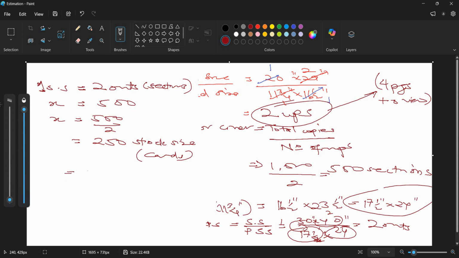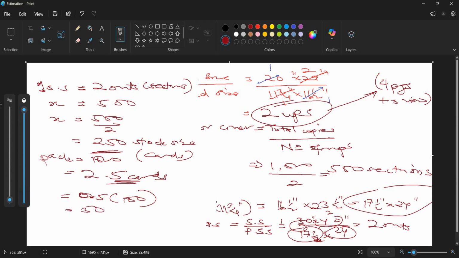We want to change this to packs of cards. Then we know that every pack has 100 cards in it. So we divide the 250 by 100. Then we get 2.5 cards. So this is the number of cards of 30 by 40 that we'll be buying. So we can change the 0.5 to normal cards. We just take the decimal 0.5 and multiply by 100. Then we get 50 cards.